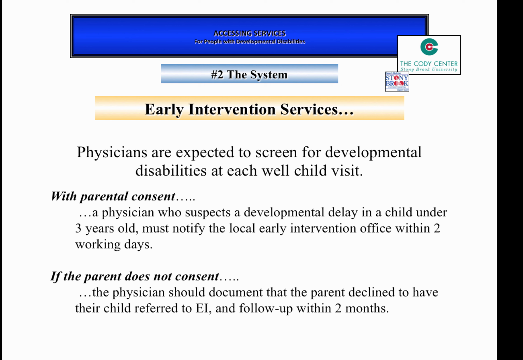Now, if the parent does not consent, the physician must document that the parent declined to have their child referred to early intervention and then follow up again within 2 months. Well, why? If the parent says, no, I don't want that, why would they follow up? Well, the research shows that the developmental window within which the EI interventions can have the most impact is in these early years. And if we miss that developmental window, some argue, though not all, that that developmental window is shut, particularly with children on the autism spectrum. So it's imperative that if there's a suspicion that the child has a developmental delay or a developmental disability, that referral happen to early intervention.